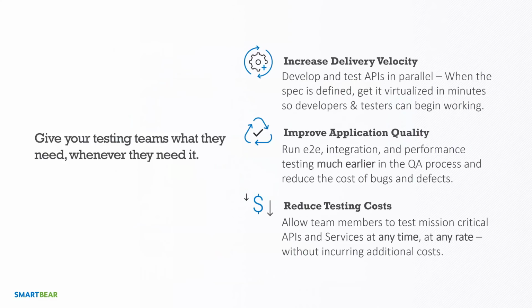And then these are the three main things we'll talk about today as far as virtualization, what they're going to bring to your team, both testing and development. It's going to give them the entire API whenever they need it. So you're going to be able to increase delivery velocity. We'll go through a normal testing cycle. You're also going to be able to improve application quality, with more edge cases, more end-to-end, more performance testing done earlier in the life cycle, and then a reduction of testing costs.